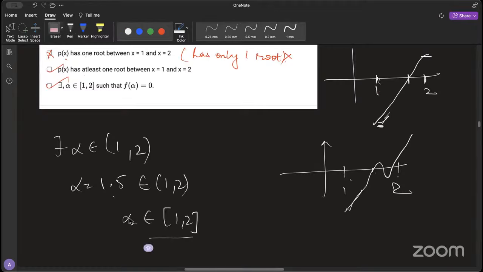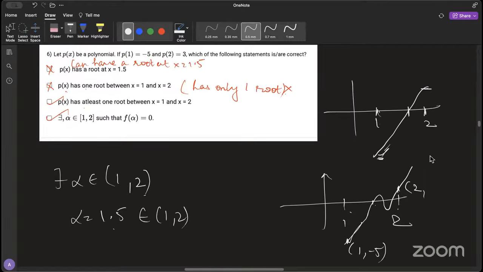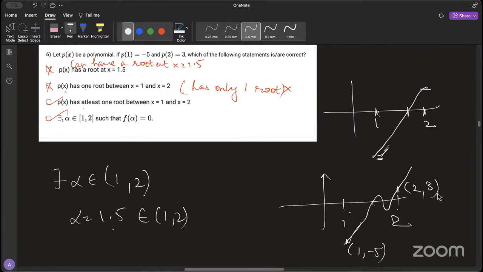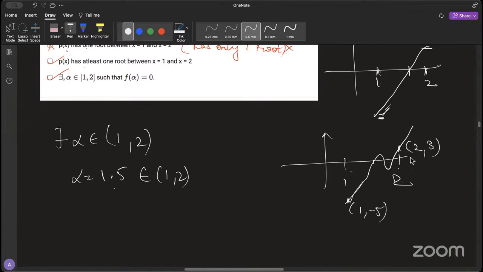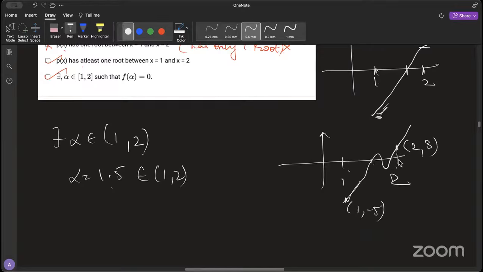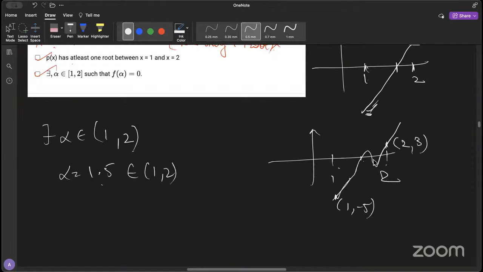So if we take P1 that is given -5, that means the coordinates are 1 and -5. This point will have coordinates 1 and -5. Similarly, for P2 is equal to 3, these are coordinates 2, 3. So that way, it makes sense that it would cut the x-axis somewhere in between. That's the way I approach this.